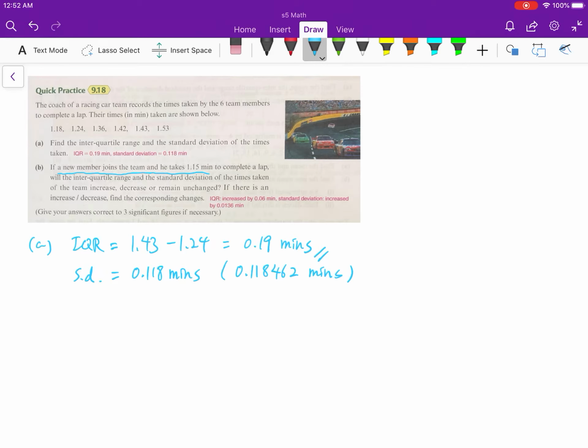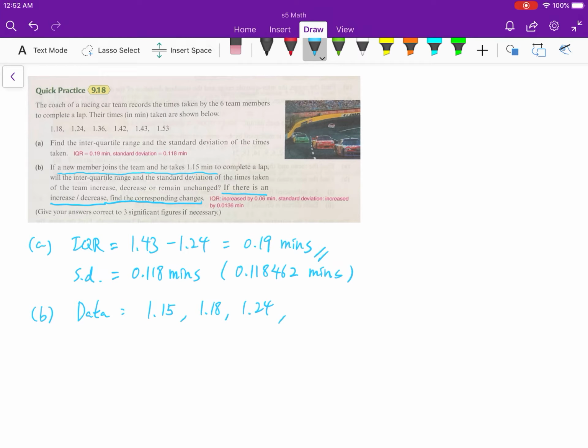Okay, so now we go to part B. We observe a new member joins the team and he takes this time. So this data is added to our data set. Now will the IQR and SD change? And if there's an increase or decrease, find the corresponding changes. This time we don't need to explain why it is changed, but instead we need to find the changes.